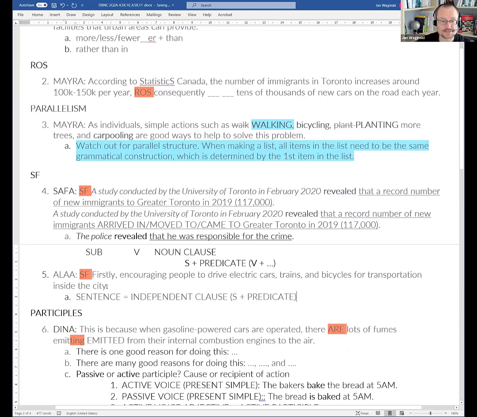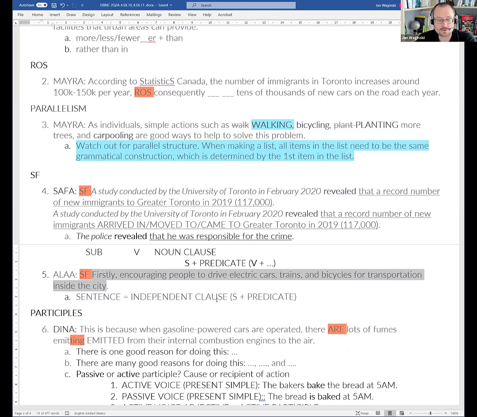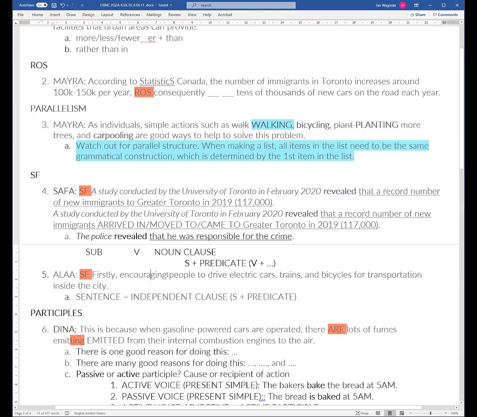So what are you missing in here that makes this not a sentence? I'll always start by identifying the main verb, because the main verb controls the relationships between the other parts of the sentence. So what's your main verb in here? Encouraging. Drive. Remember, if an ing word is a verb, what must it have in front of it?